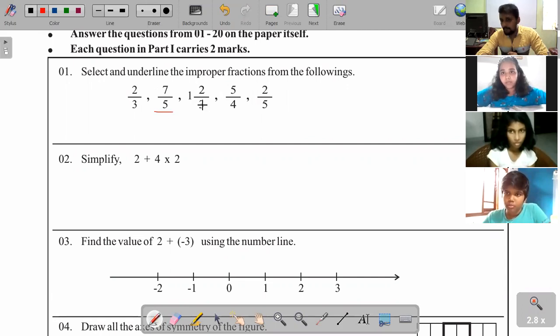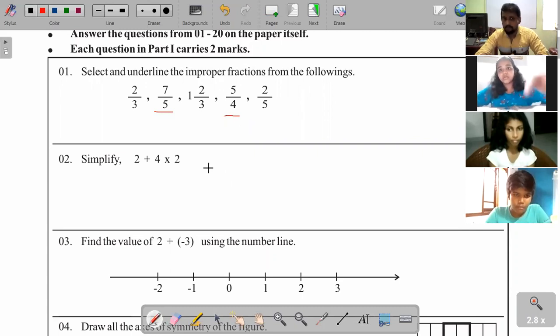This one is a mixed number. It is not improper. 5 over 4. 5 is greater than 4, no? So this one is also another example of an improper fraction. The last fraction is a proper fraction. So your answers should be 7 over 5 and 5 over 4. And there are two answers.